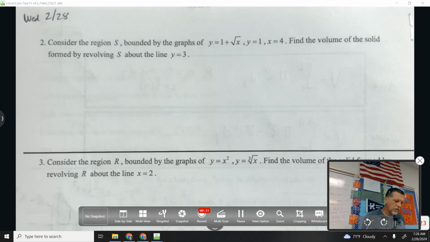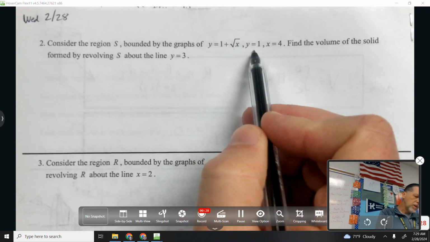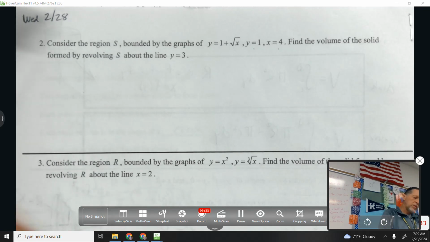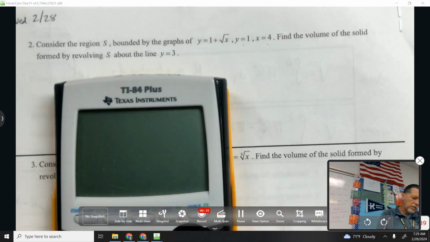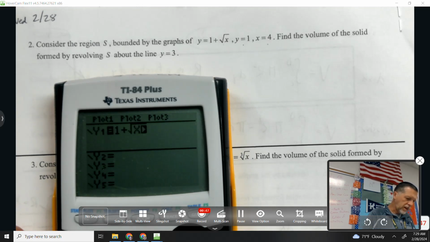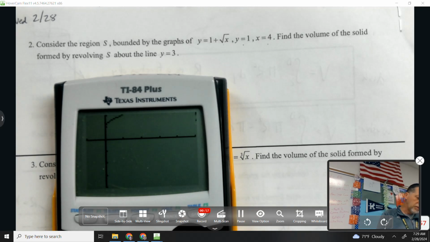Number 2, consider the region S bounded by the graph 1 plus square root of x, y equals 1, and x equals 4. Okay, these are almost all calculator problems. Find the volume of the solid formed by revolving S around the line y equals 3. Let's graph and see what we've got here: 1 plus square root of x, y equals 1, and x equals 4. I can't graph x equals 4, so let's graph what we have, and then we'll figure out where x equals 4 shows up.